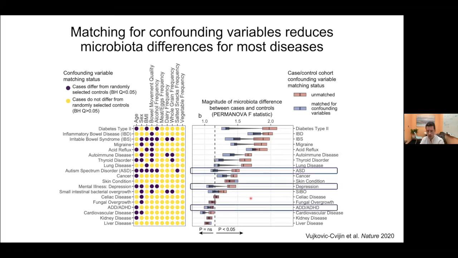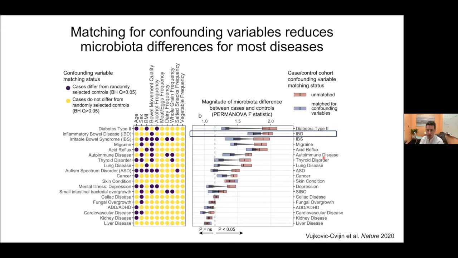And some of the diseases now no longer become significant in terms of their association with the microbiome, a lot of these neurological diseases. But importantly, we were intrigued to find that IBD, even when controlling for confounding variables, has a robust signal in terms of the microbiome.